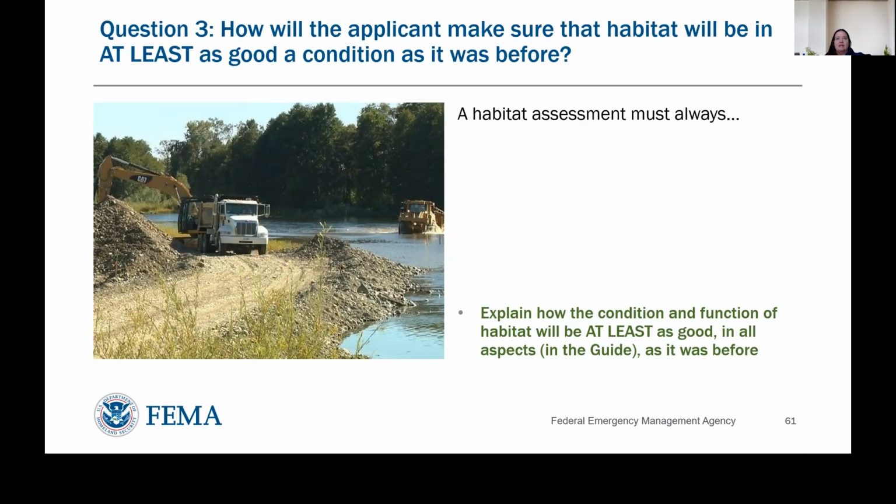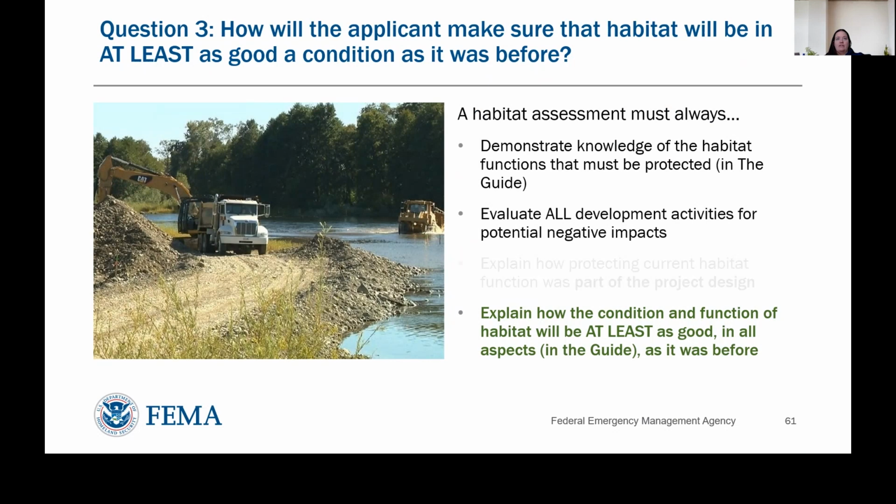So a habitat assessment must always do the following things, and these are characteristics of a good habitat assessment. The first one being, it should demonstrate knowledge of the habitat functions that must be protected, and those are all in the guide. So when you're reading a habitat assessment, if you've got familiarity with your guide, you should be like, oh, it should be pretty familiar. They should be knocking out those same specific characteristics that are most important to salmon in their analysis.